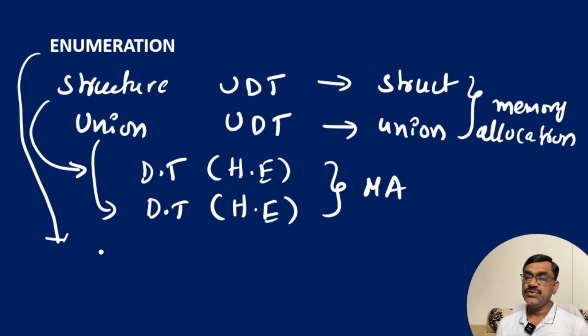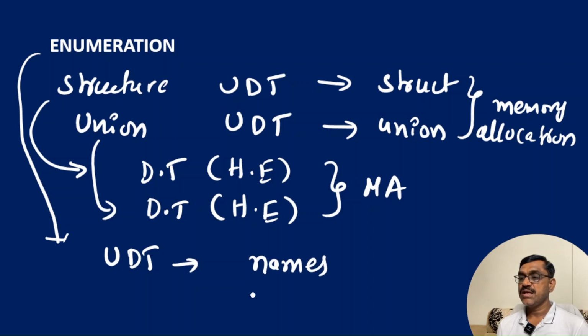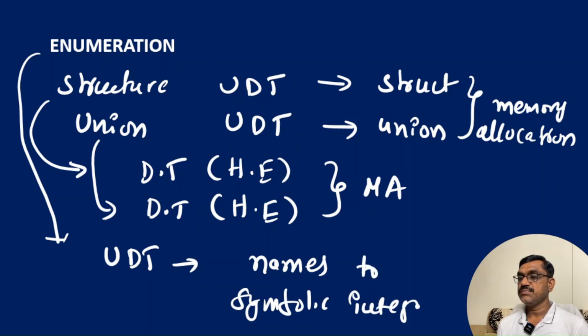Like structure and union, enum is also a user defined data type, right? But this user defined data type is going to assign names, or we can say symbolic names, to integral constants. This is very, very important. Integral constants. What I mean to say here is enum, or enumeration, is a user defined data type that is used to assign names, or symbolic names, to integral constants.